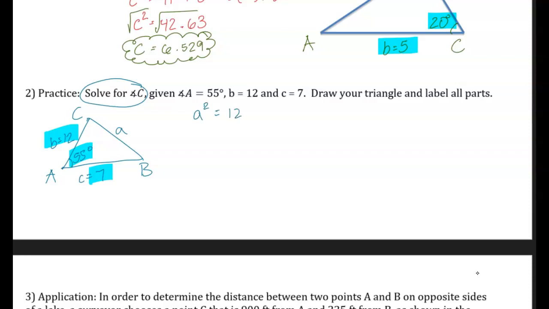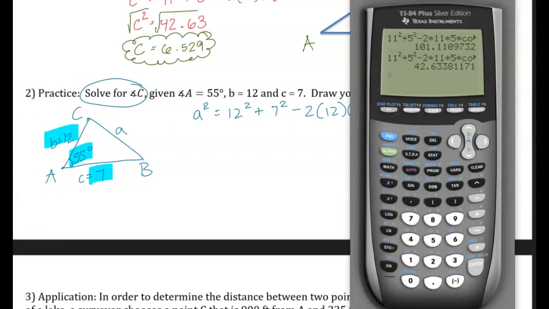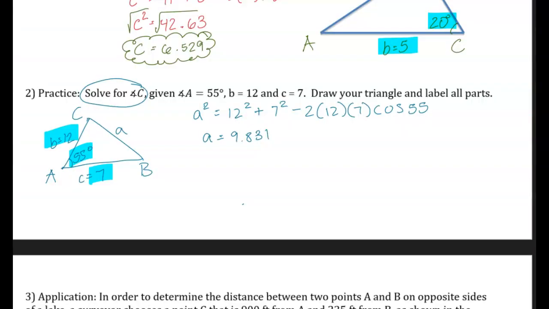A squared is equal to the other two sides squared added together minus 2 times those sides multiplied together times cosine of 55. And then I just take out my calculator. So I just take all those values, plug them into the equation, and I get 9.831. But we're trying to solve for angle C. So who knows from here, what would I have to do to solve for angle C? Now that I know that this is 9.831.